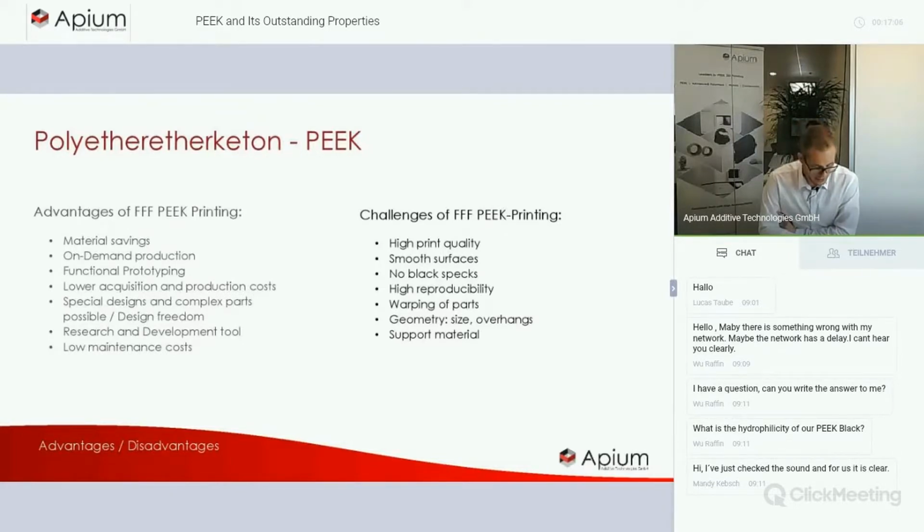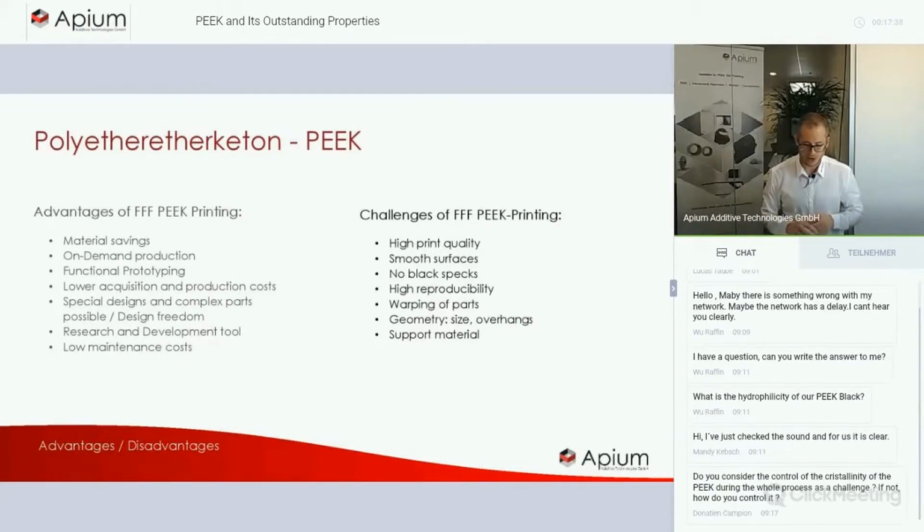High reproducibility. Here we have to be careful what we are talking about, because this is mainly dependent on the G-code that is created. Whenever you make a new G-code, your reproducibility will change. But if you take the same G-code over and over again, the reproducibility is quite high. Warping of parts: here we also have to understand the nature of the polymer to see what would be a very beneficial geometry to work with to avoid warping as much as possible.